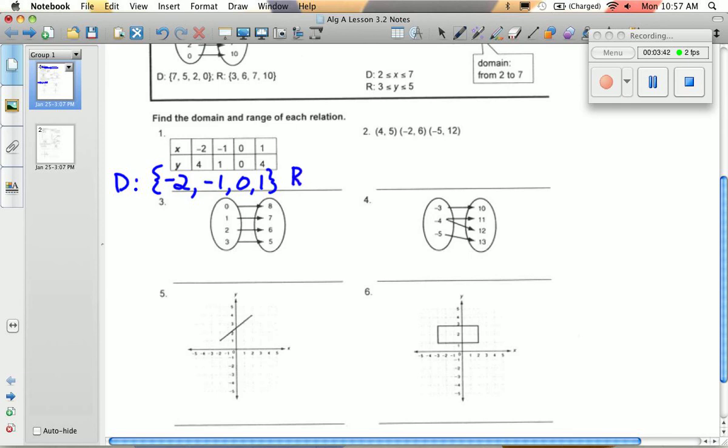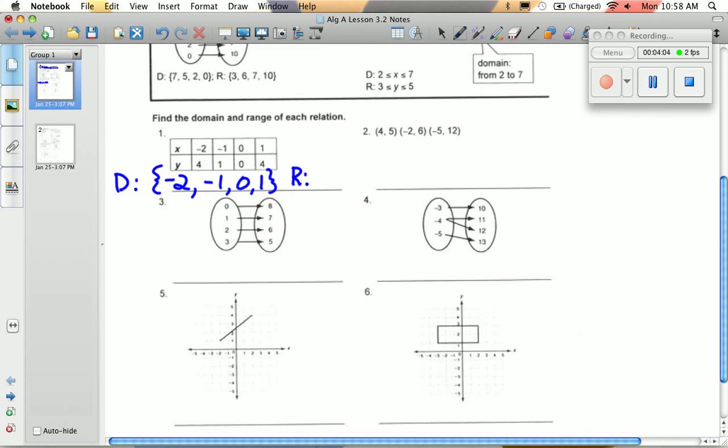Now, let's do the range. The range is the what again? The y values. Okay. Are there any repeats in the y values? Yes. Yeah, 4 is in there twice, isn't it? And remember, we're going to go from smallest to largest. So we only have to list that 4 one time, and we're going to start with the smallest y value and go to the largest.